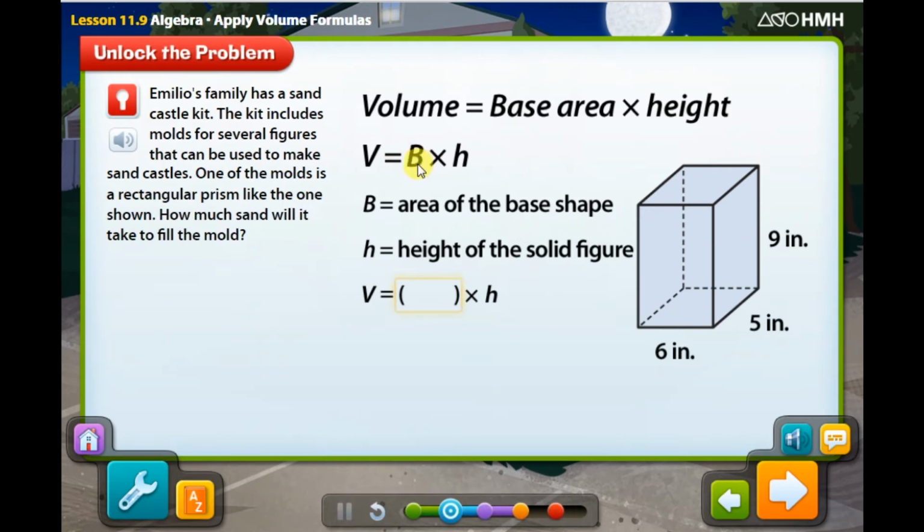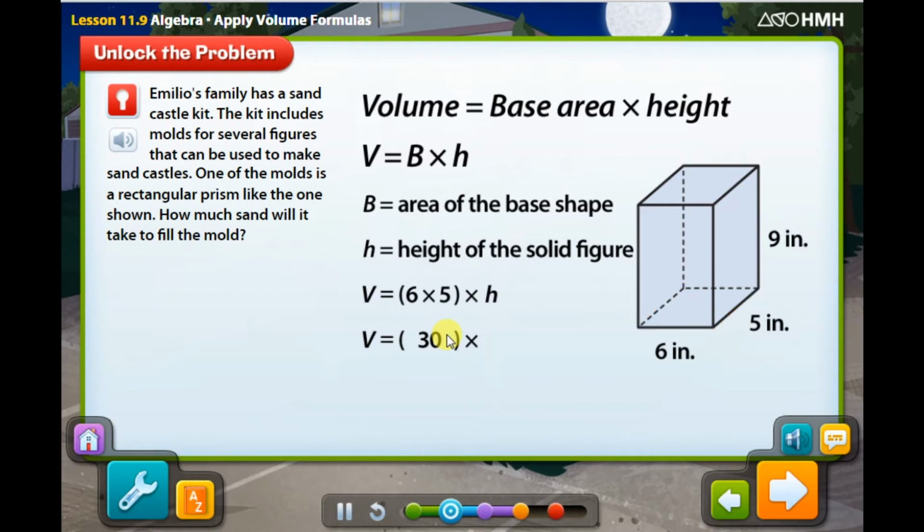B here stands for the base area. That's why it's written as capital B. So the base area is 6 times 5. So 6 times 5 equals 30. So that's what we put here. To determine the area of the base, multiply the length by the width, or 6 times 5. What is 6 times 5? 30. 6 times 5 is 30. So the area of the base shape is 30 square inches.